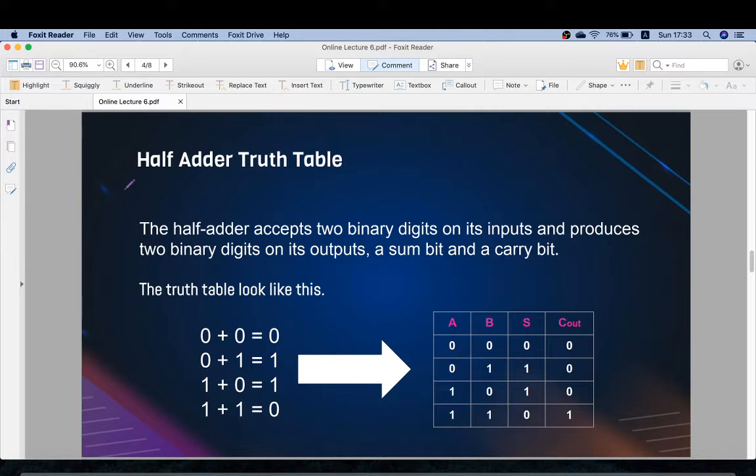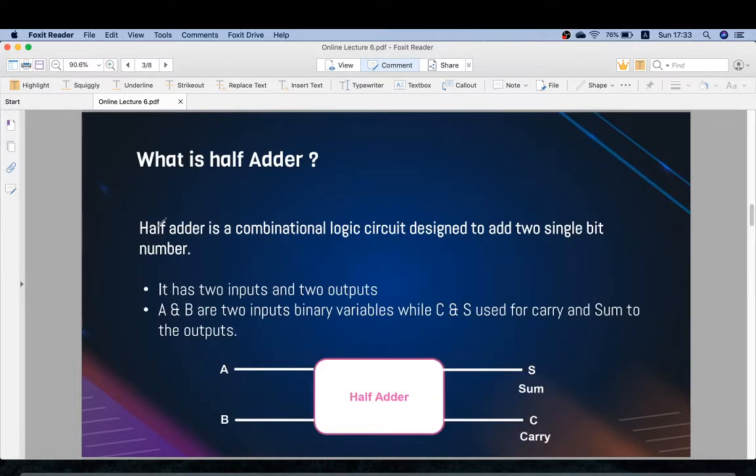The fourth step was to make the truth table for your logic. The fifth step was to make the K-map from your truth table. And the final step was to make the logic diagram. So while designing the half adder, we will also use the same designing steps. Let's start from the first step. So what is the first step?